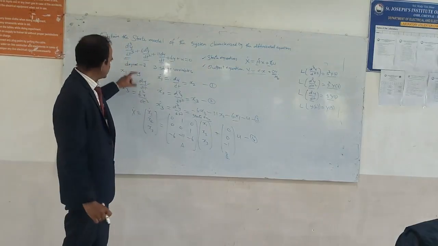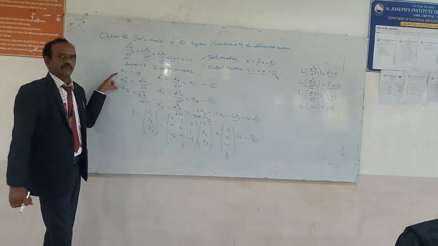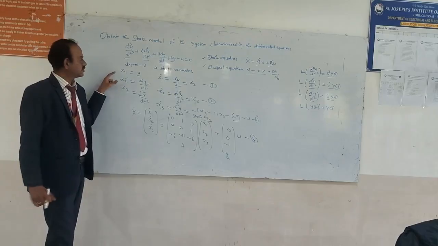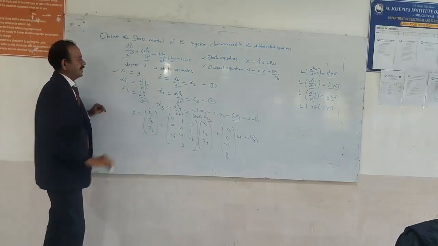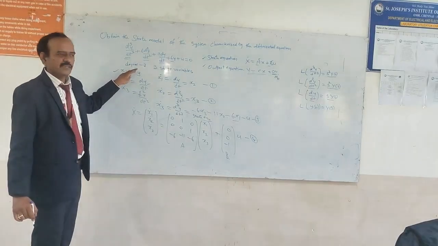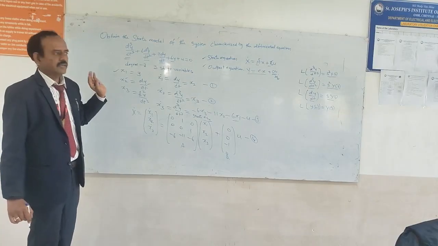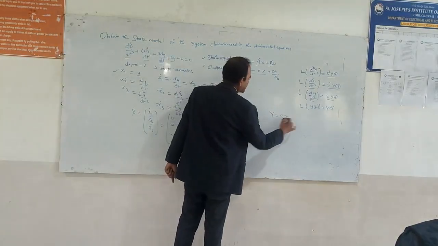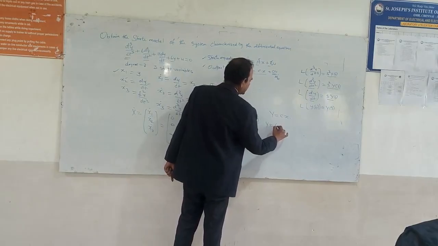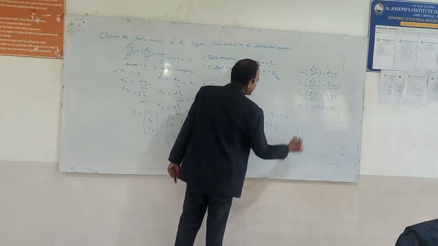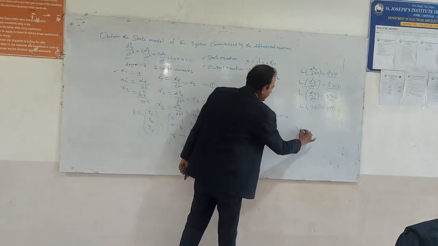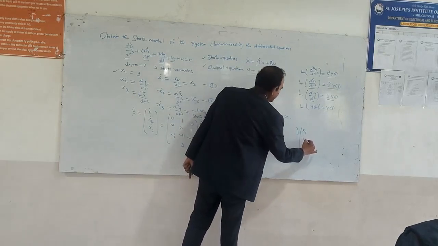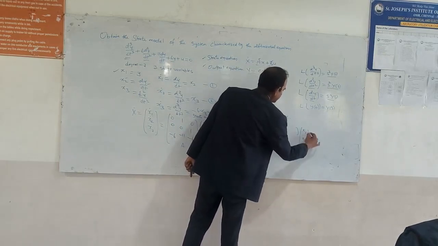Okay. And see this equation. Is there any y equation? So in the first equation itself we have x1 equal to y. So y is taken as the output. So y can be represented as C into x, where C is a 1 cross 3 matrix, into the state variables x1, x2 and x3.